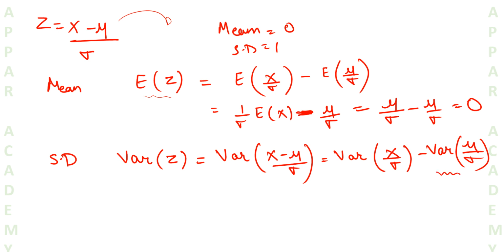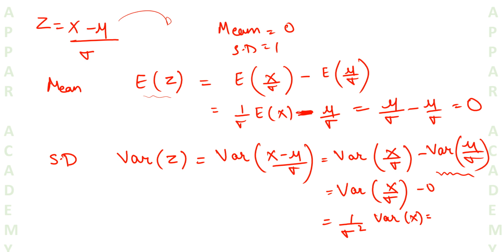Now we know this part. Mu upon sigma are constant values, right? It's not a variable. So for a constant value, variance is always 0. So this becomes the variance of X upon sigma minus 0. Now sigma is a constant. To take it out, it becomes 1 upon sigma square times the variance of X.